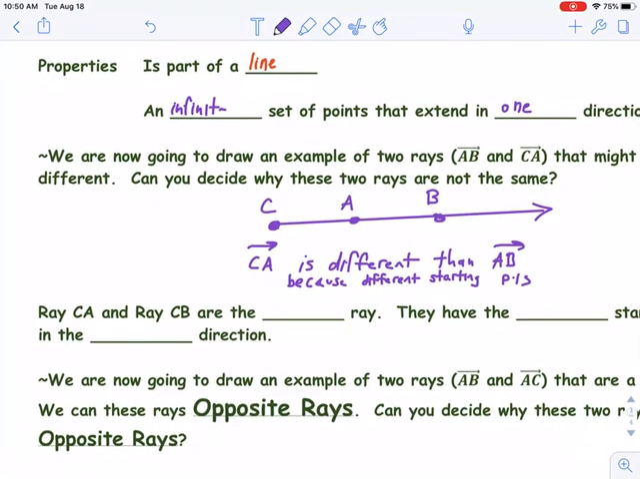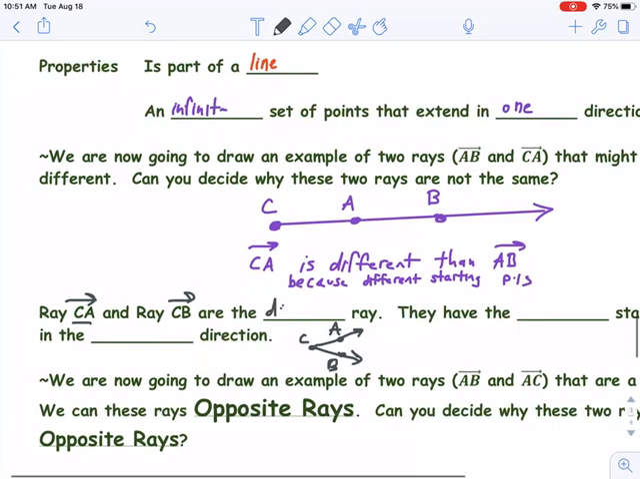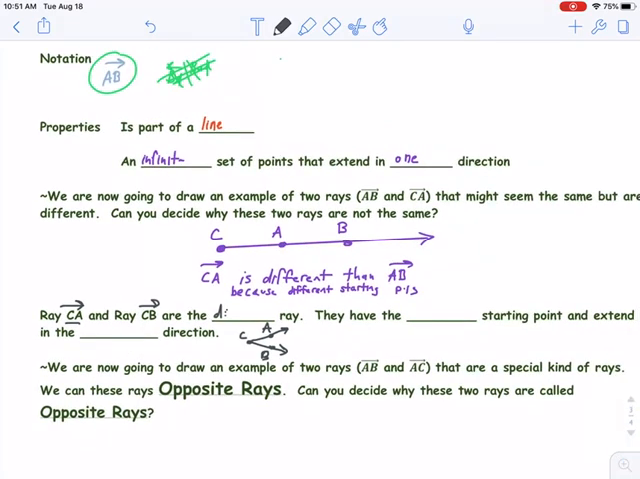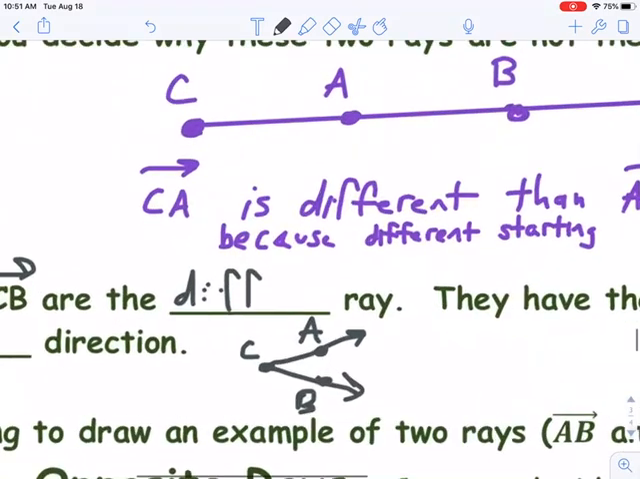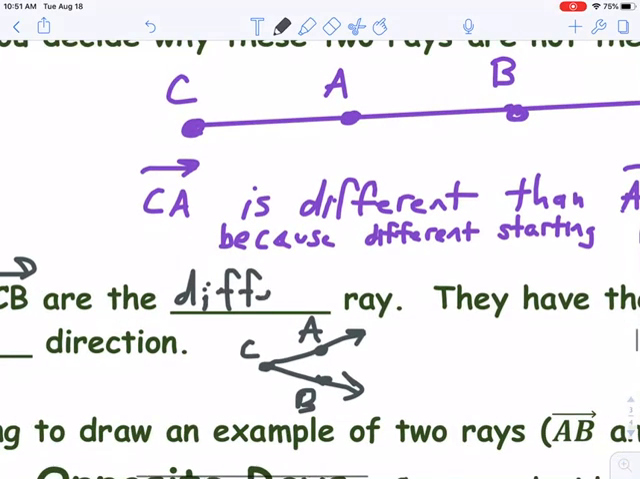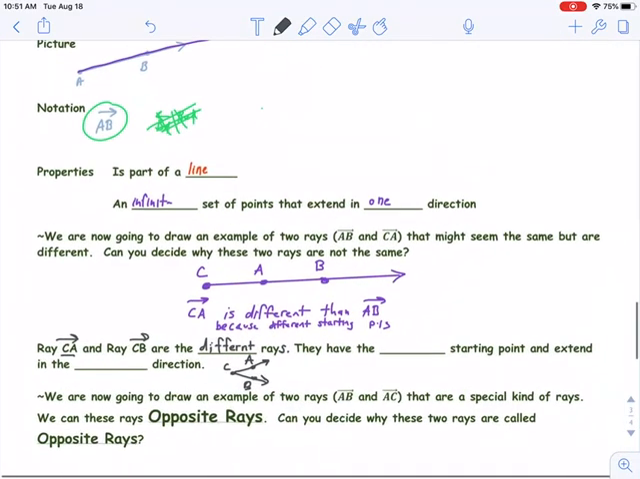Okay, and then down here for this one, this is another example of how they can be different, where in this case ray CA and ray CB are different again. I should have S right there. They have the same starting point but extend in different directions.